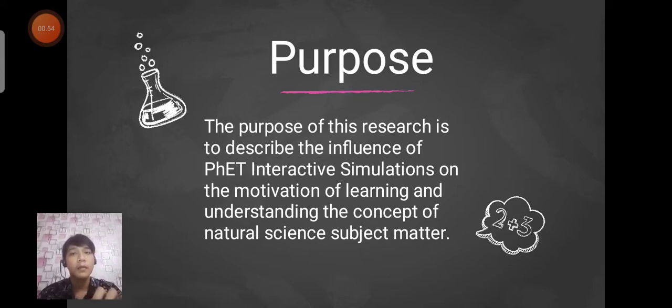Before that, the purpose of this research is to describe the influence of PhET interactive simulation on the motivation of learning and understanding the concept of natural science subject matter.